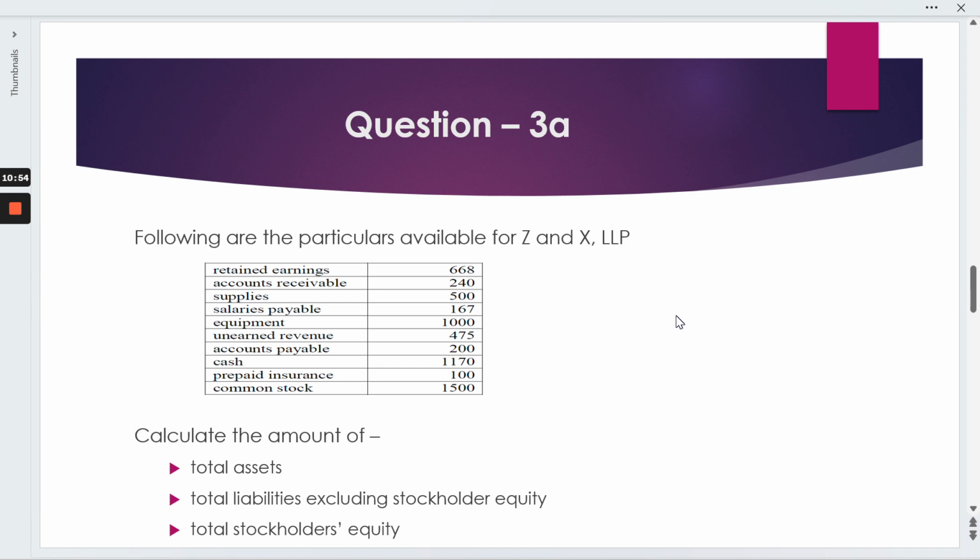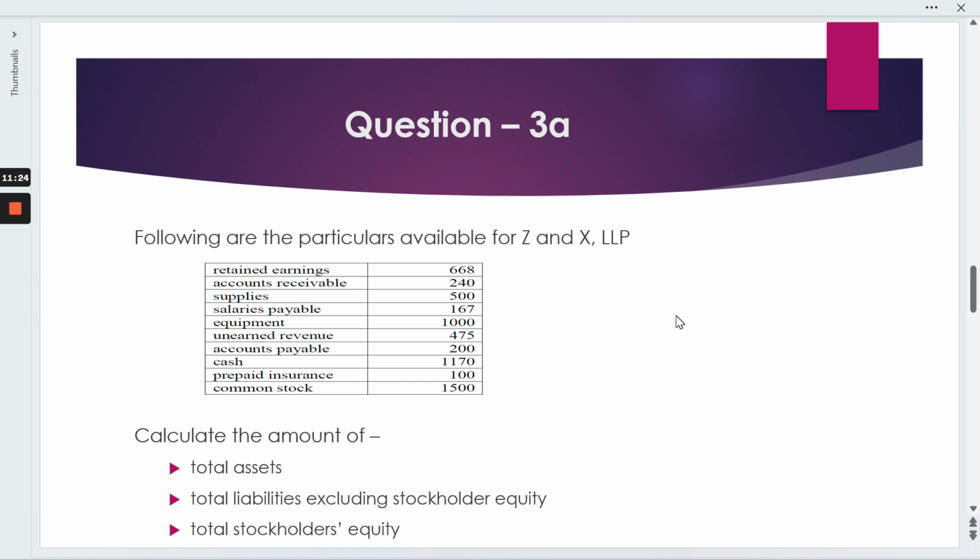Then next is unearned revenue, is again your asset. Then next one is accounts payable, that would be your liability. Then next is cash, is your asset. Then next comes prepaid insurance, that is again your asset. And last is the common stock, which is part of your asset. So most of the terms belong to asset. Only retained earnings, salary payable, and accounts payable come under your liability, right?